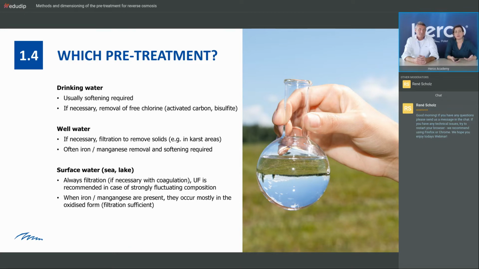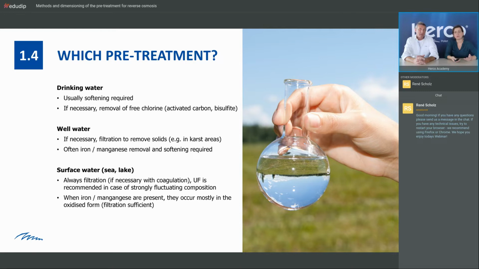With well water, of course, you could have solids, for example in karst areas. You might seasonally have some solids in the well water, or generally from the pumping and so on. Very often you have some sort of iron and manganese removal and also softening. And surface water, either from the sea, from a lake, or from a river, would always need a filtration. These are the complicated ones, let's say.